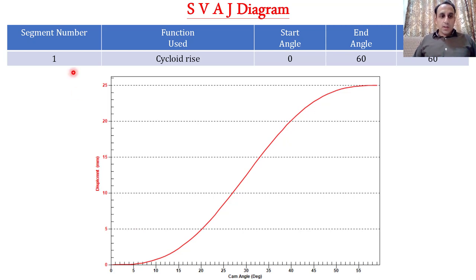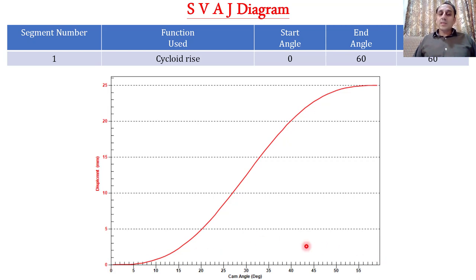First of all, we are talking about segment 1. In segment 1, what is happening? The follower is moving from 0 millimeters to 25 millimeters. It can be from top to bottom, or from left to right, or from right to left. But the distance which the follower is covering in segment 1 is 25 millimeters, and that motion of the follower occurs when the cam is rotating from 0 to 60 degrees.